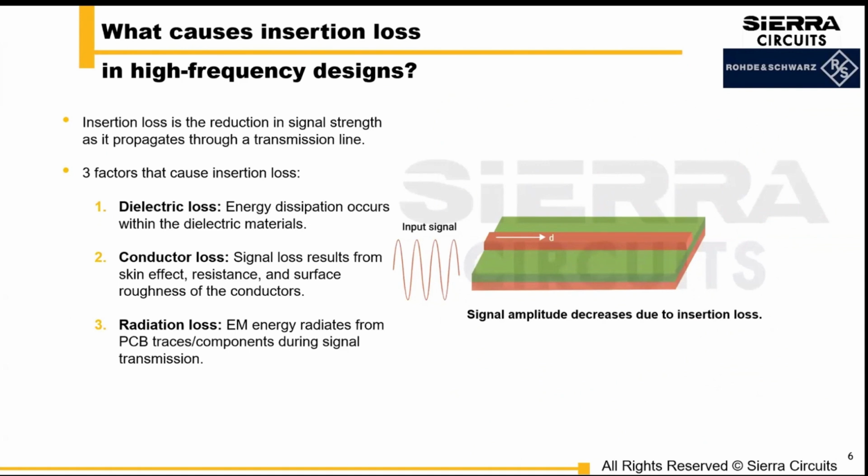So what causes insertion loss in high frequency designs? Insertion loss refers to the signal strength attenuation as it propagates through a transmission line, and the signal attenuation is caused by several factors. First is dielectric loss, where the energy is absorbed by the dielectric material. Next is conductor loss, which is mainly caused by the skin effect and trace resistance. And the last one is radiation loss, where part of the signal energy escapes into the surrounding environment.